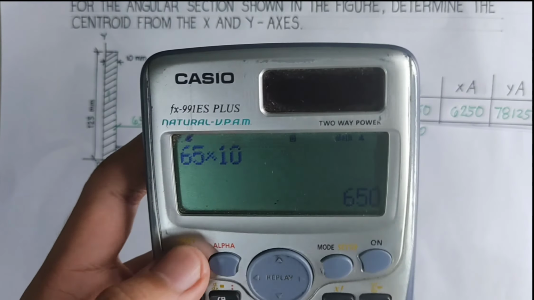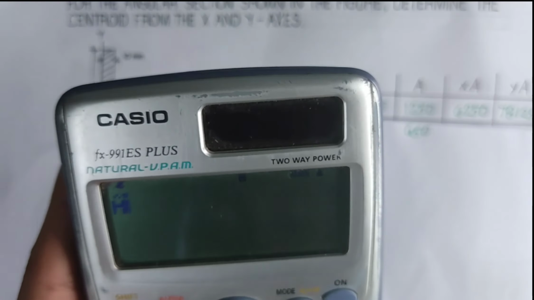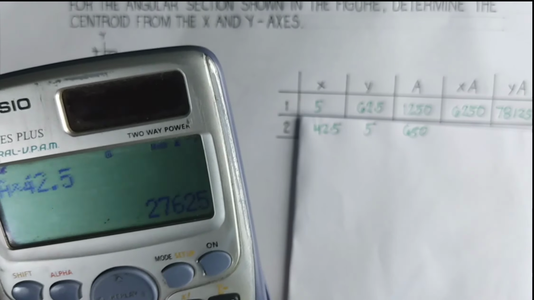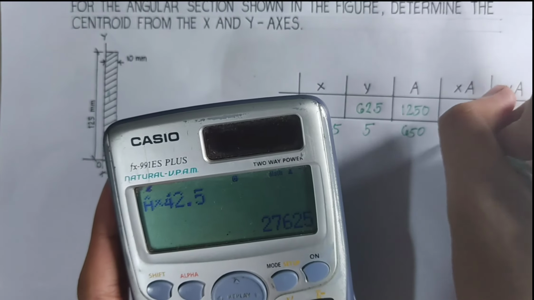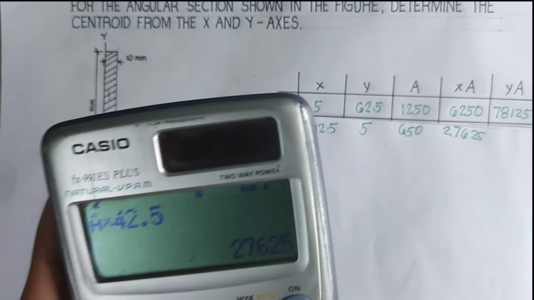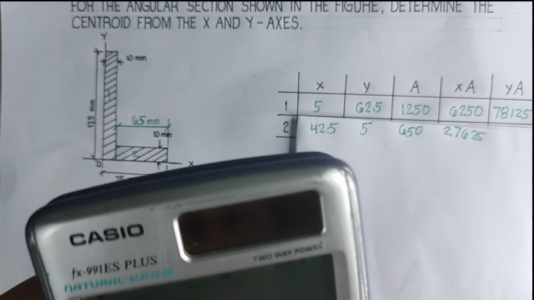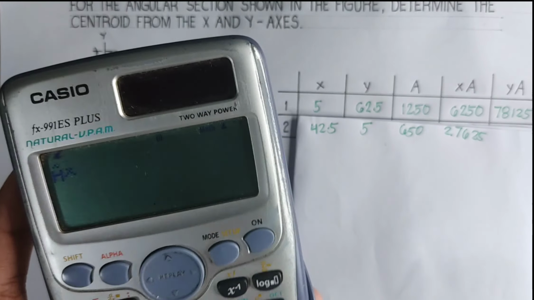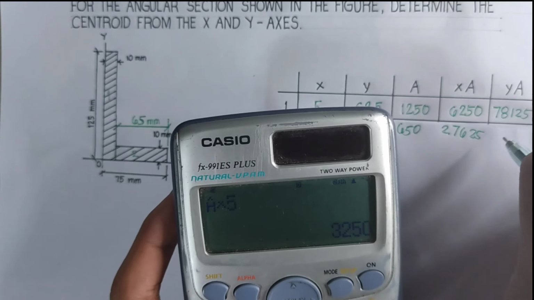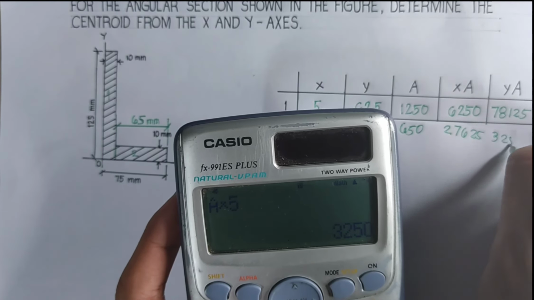So, shift store to A to make it faster. A times X of 42.5 is equal to 27,625. And for its YA, A times 5 is equal to 3,250.